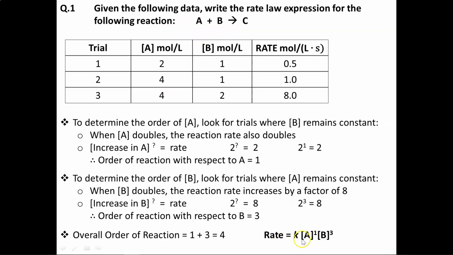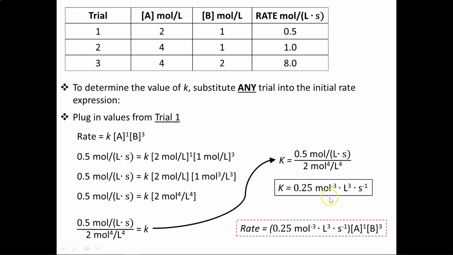Now, we're not done yet. We still need to solve for the K value. To determine the value of K, substitute the values from any trial into the initial rate expression. So in this example, here's our rate expression. I'm going to substitute the values from trial 1. You don't have to pick trial 1. You could have done 2 or 3. Just make sure you choose only the values from that specific trial.